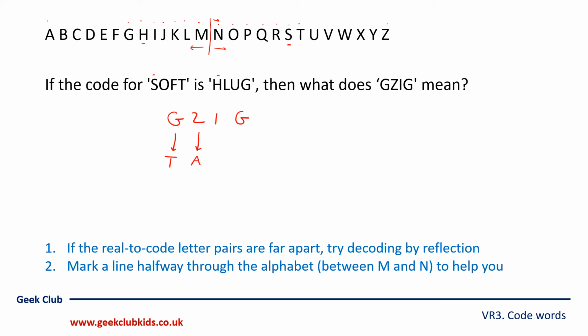The third code letter is I. So an I is 1, 2, 3, 4, 5 spaces back from the middle line. So to decode it, we need to go 5 spaces forward from the middle line. 1, 2, 3, 4, 5. It's an R. And the last letter is G. But we've already decoded a G because we did it for the first letter, and we know that a G becomes a T. So GZIG translates to tart.